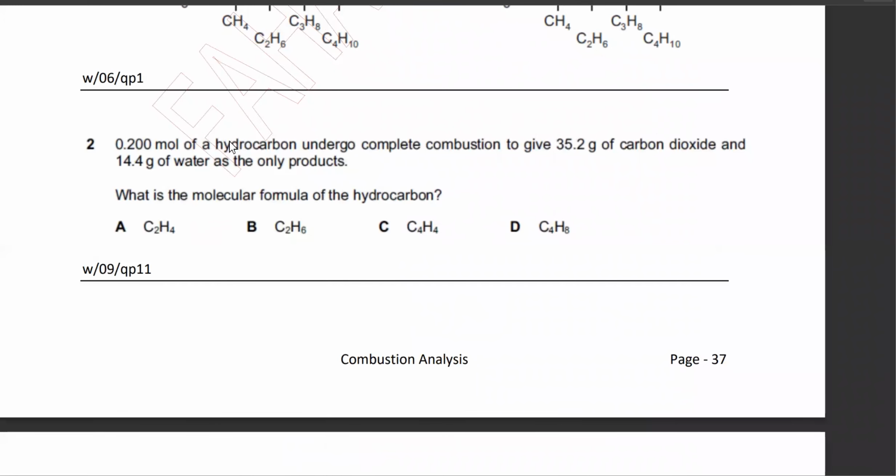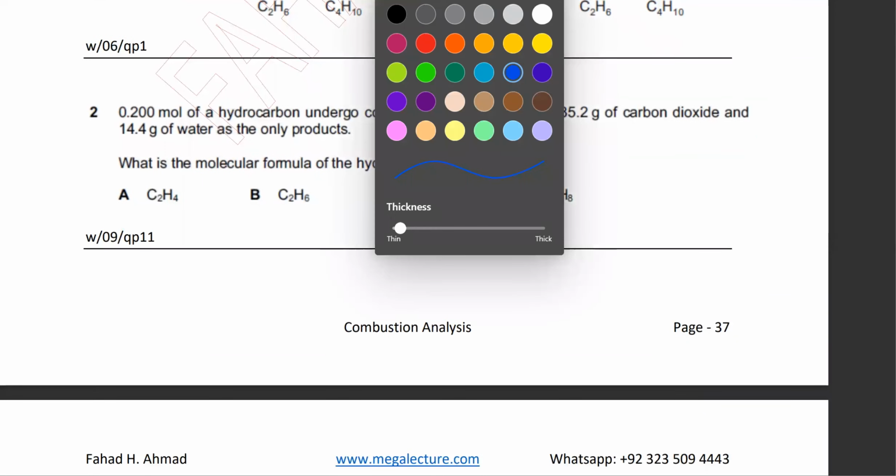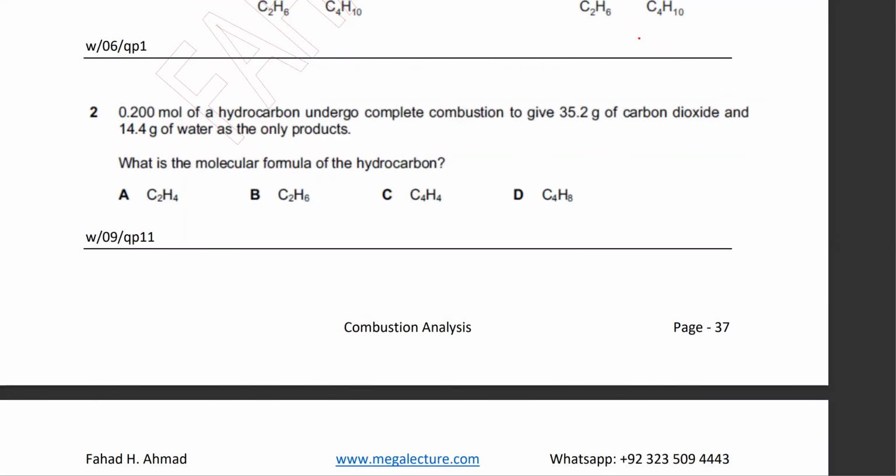So in this one, he's saying there's a hydrocarbon that undergoes complete combustion. So remember our equation. What's our equation? The equation is CxHy plus (x plus y by 4) O2s produces x CO2s and y by 2 H2Os. So I'm going to figure out the ratio.